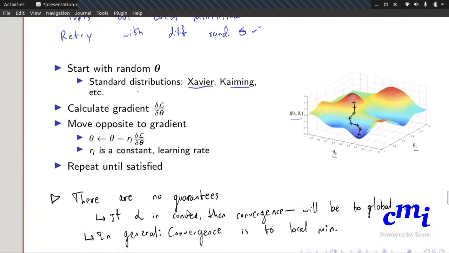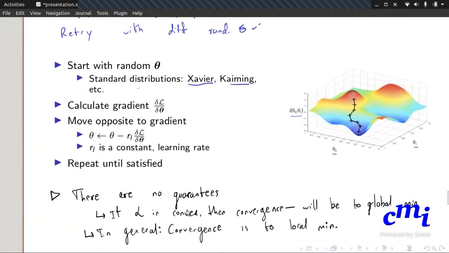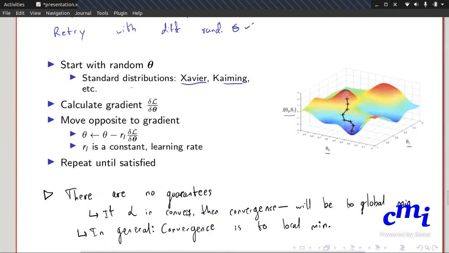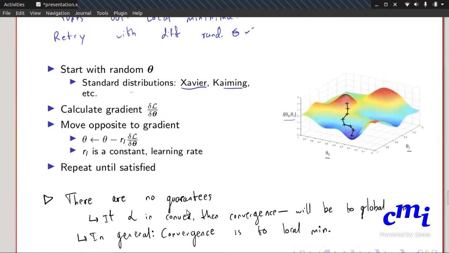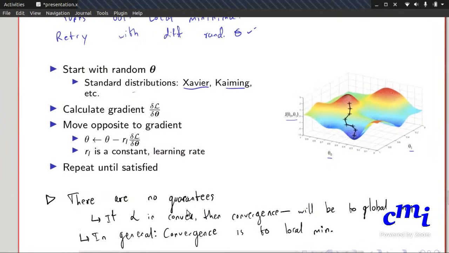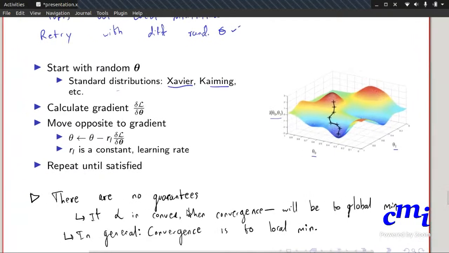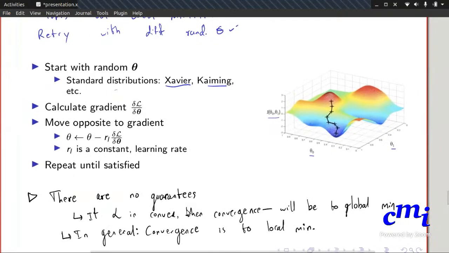We also talked about some general shortcomings of this, in that there are no guarantees on whether it will converge or not. And even if it does converge, unless the function is convex, we don't know whether it has converged to the global minimum. In general, we can only say that if it has converged, then whatever it has converged to is a local minimum. We cannot really say anything more than that.